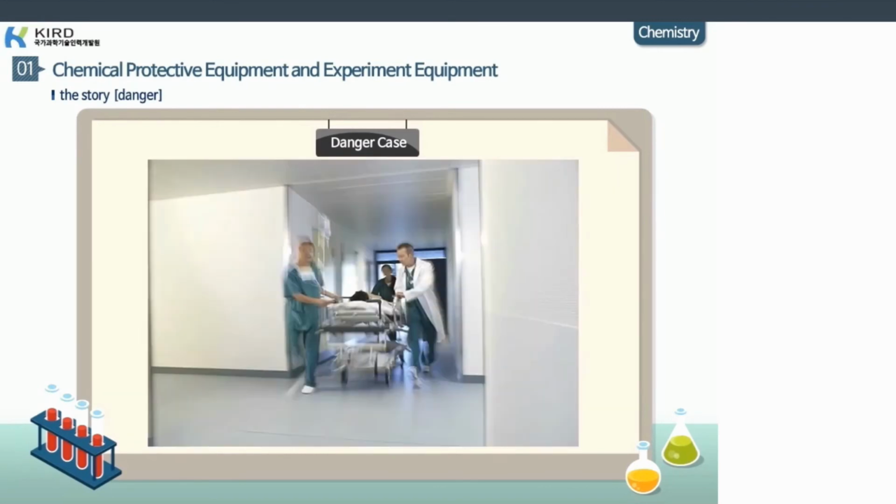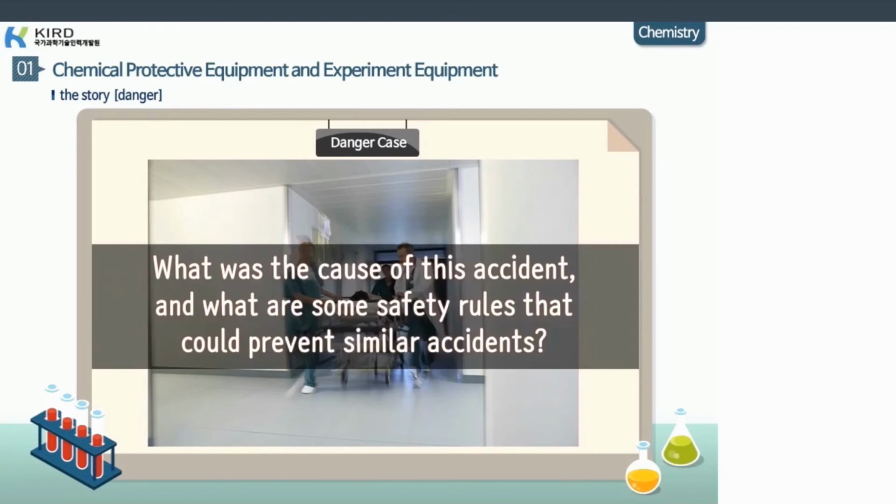During this accident, a part of a glass flew into Professor A's eyes. Professor A lost sight in one of his eyes. So what was the cause of this accident, and what are some safety rules that could prevent similar accidents?